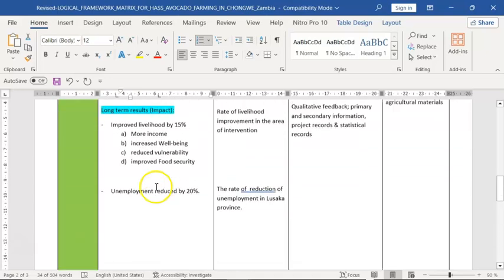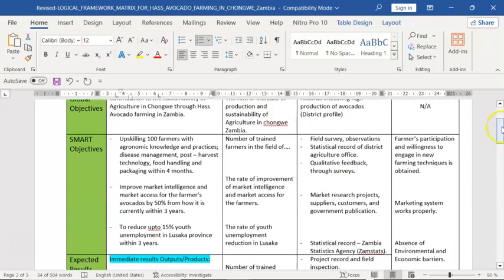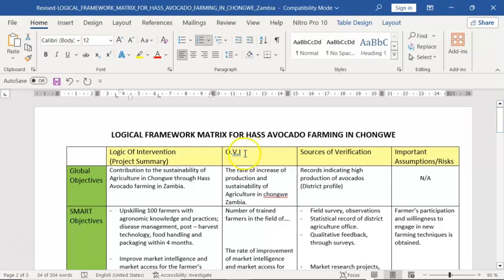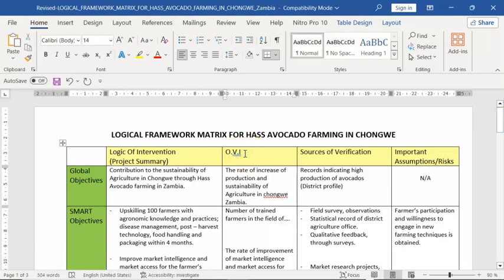So that's the first column. The second column then, the OVI, this is the easiest to design, but unfortunately most people get confused between OVI and the expected results.